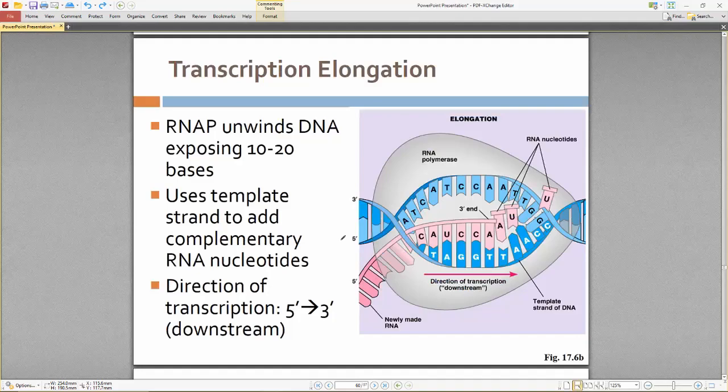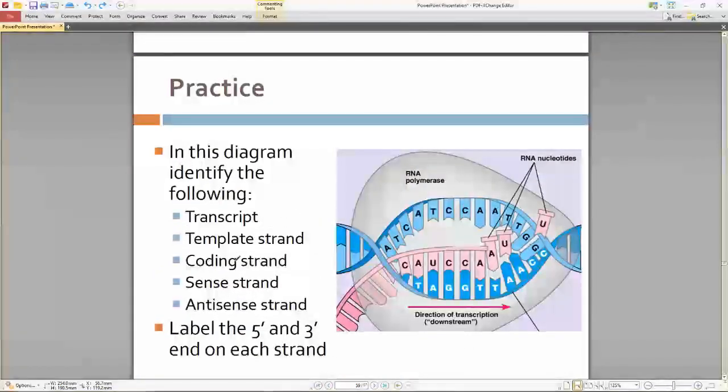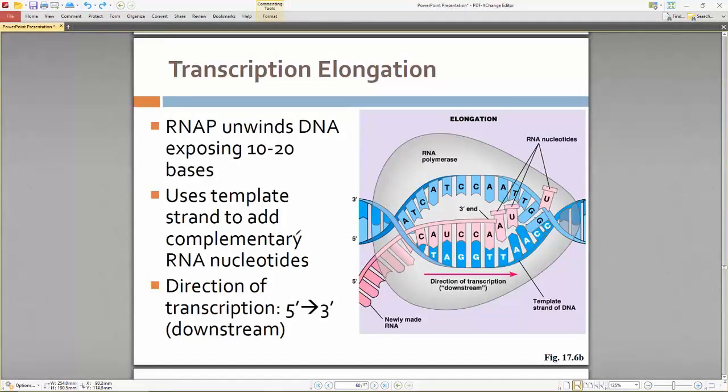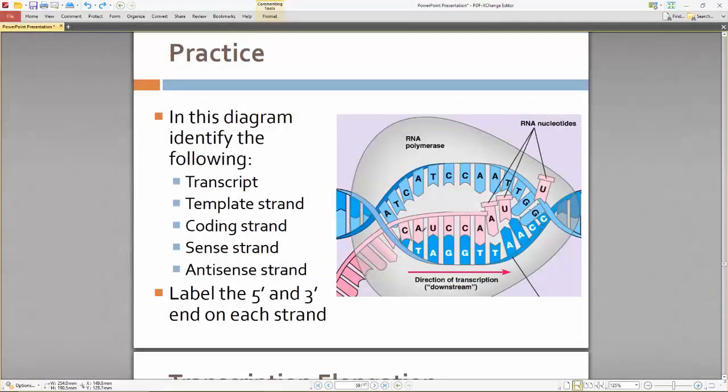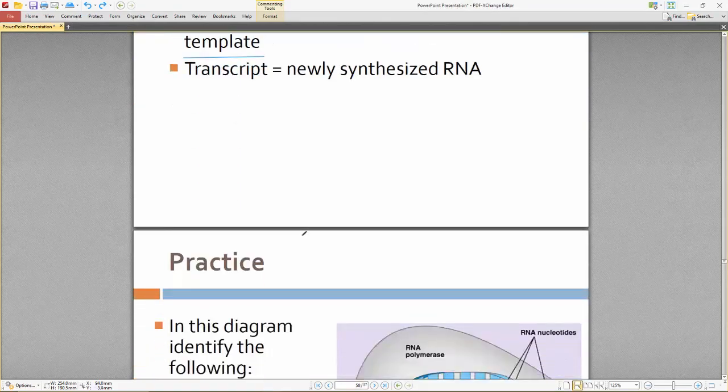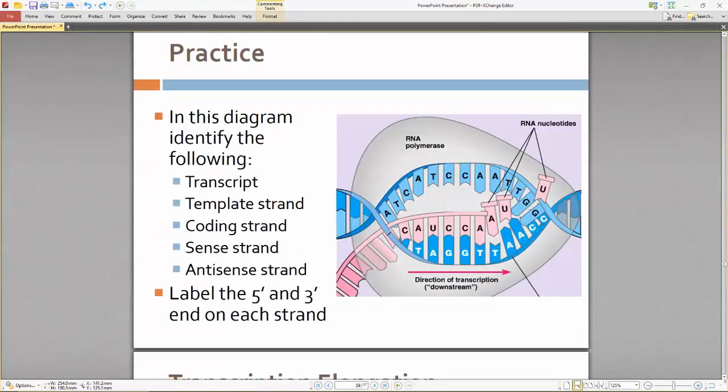So now we are at elongation. RNAP unwinds DNA, exposing 10 to 20 bases at a time. It uses the template, which is the bottom strand over here, to, wait, did I say that right? I think the template is the top or the bottom? Give me a second. Complementary. What have they said here? Template strand is the bottom. That's what it says. So I guess I took the wrong answer. The template is actually this one. I took the wrong answer previously, guys. So yeah, okay, so that's why I was actually thinking of the right answer, wasn't I?